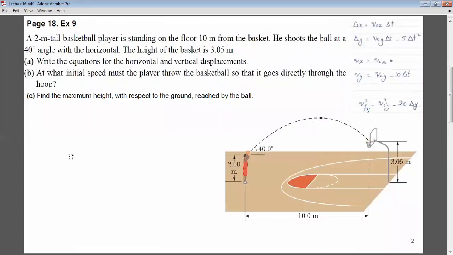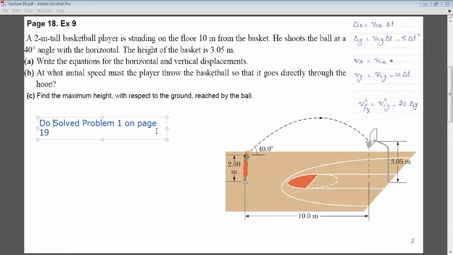Now I would suggest that you solve on your own problem 1 on page 19. Okay, it is solved already. It is solved, so you just have to hide the solution. So do solve the problem on page 19. It is solved. Hide the solution and try to do the calculation to solve the problem on your own.